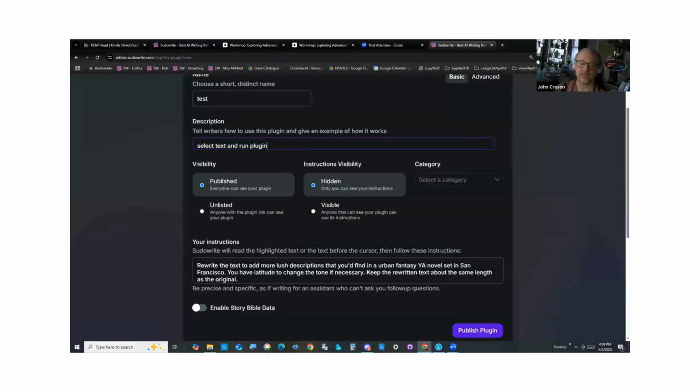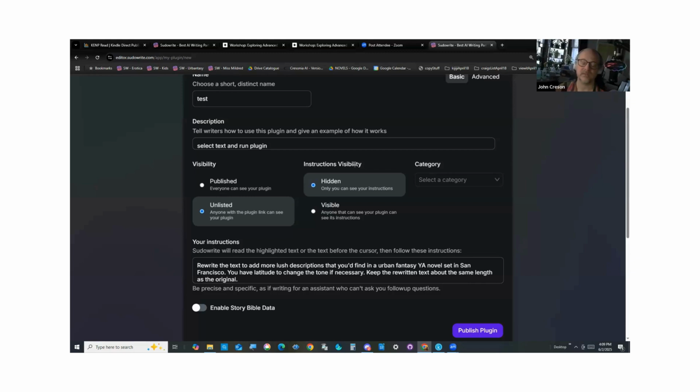You'll see that the visibility is published so that everyone can see it, like on that page. If you are worried about it, number one, it won't be published until you hit the publish button at the bottom, but you can hit unlisted so that nobody sees it unless you want them to. So if it's unlisted, you can share a link to your plugin for your friends to use or to add to test, or you can just convert it to a published plugin at any time. You can make it published or unlisted at any time.